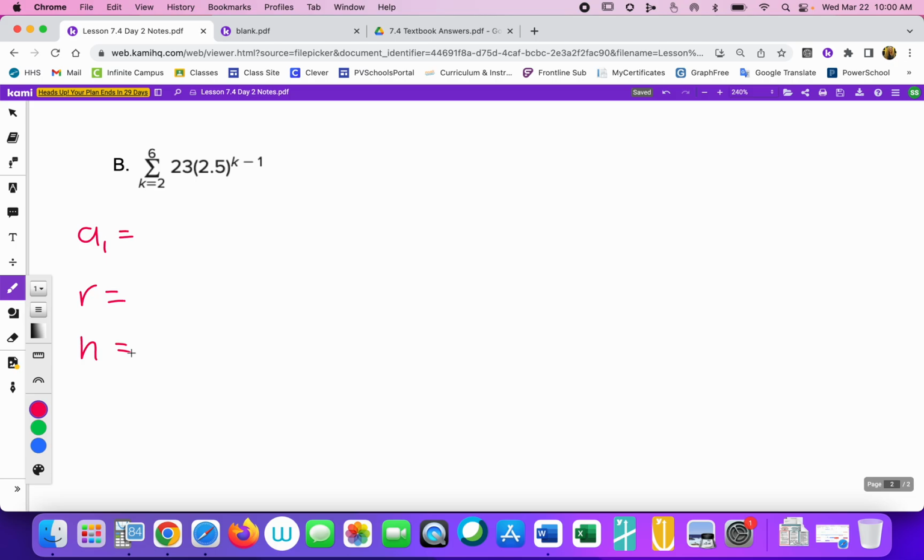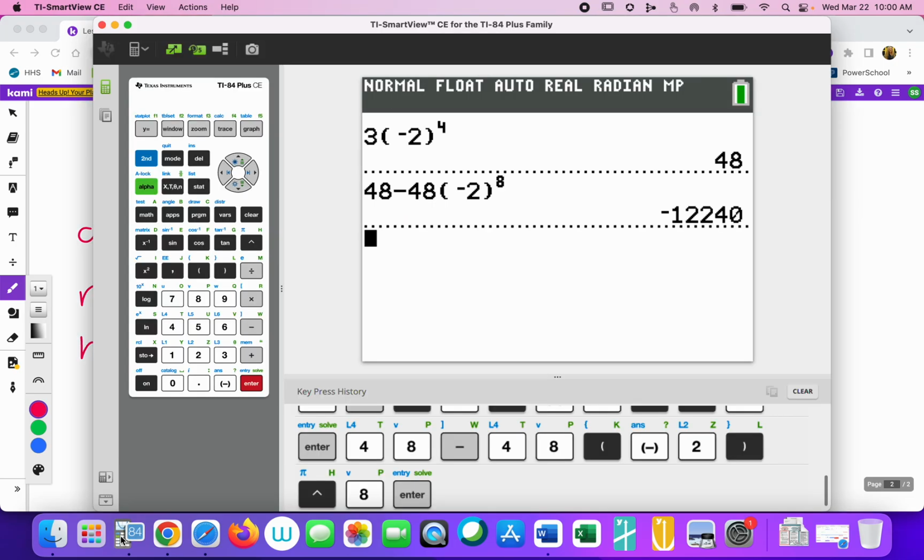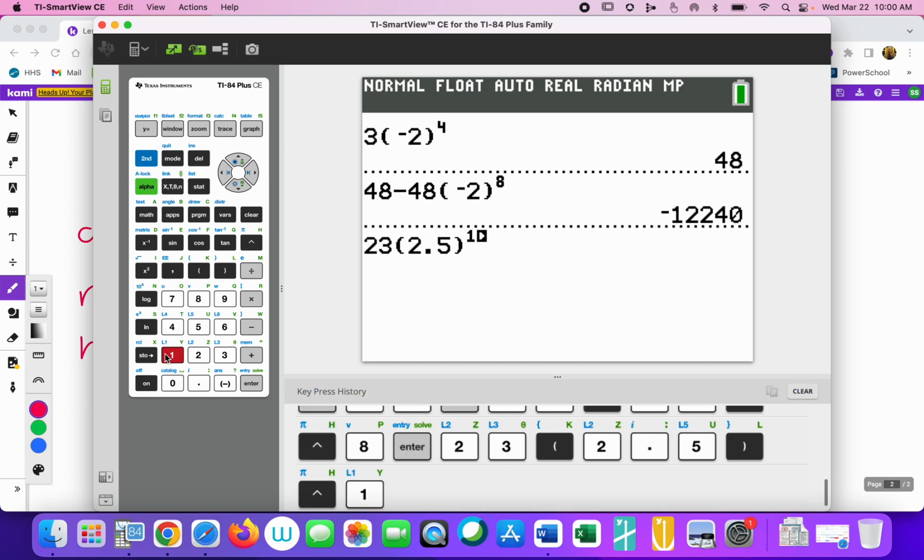So plug whatever the K value is, it might be another letter, but whatever the number is on the bottom, plug into the exponent and simplify. So 23 times 2.5 to the power of 2 minus 1, which is just the first power. So basically 23 times 2.5, what is that? It is 57.5. Okay, if you want to do the first power, it's not going to hurt anything. So 57.5.